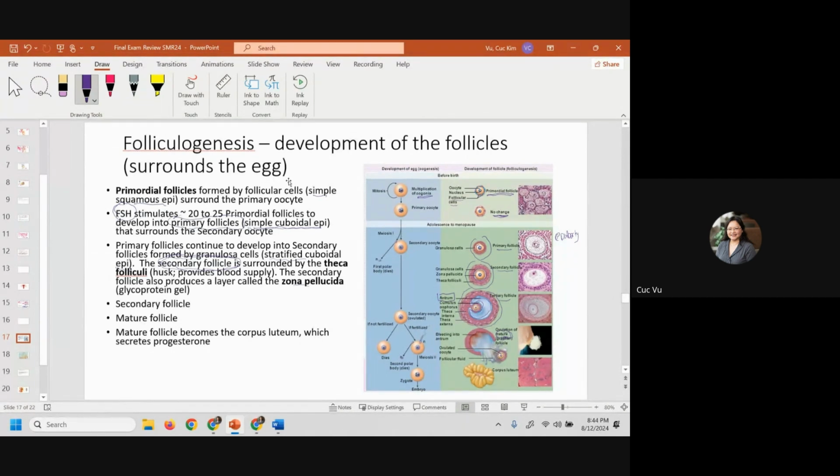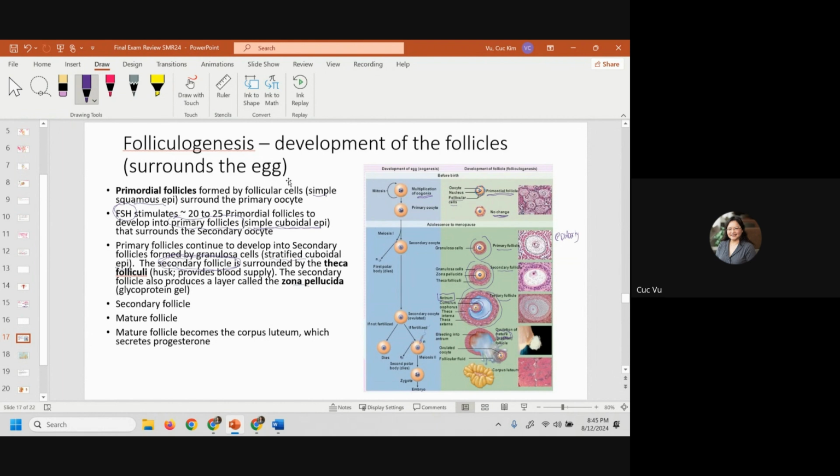And if FSH goes down, what happens to the others that are still in the beginning stages? They die. Yeah, they stop and then they die. They shrink and then they just break down. So the one that becomes mature the fastest stops the others from growing. And then as FSH goes down, LH goes up.